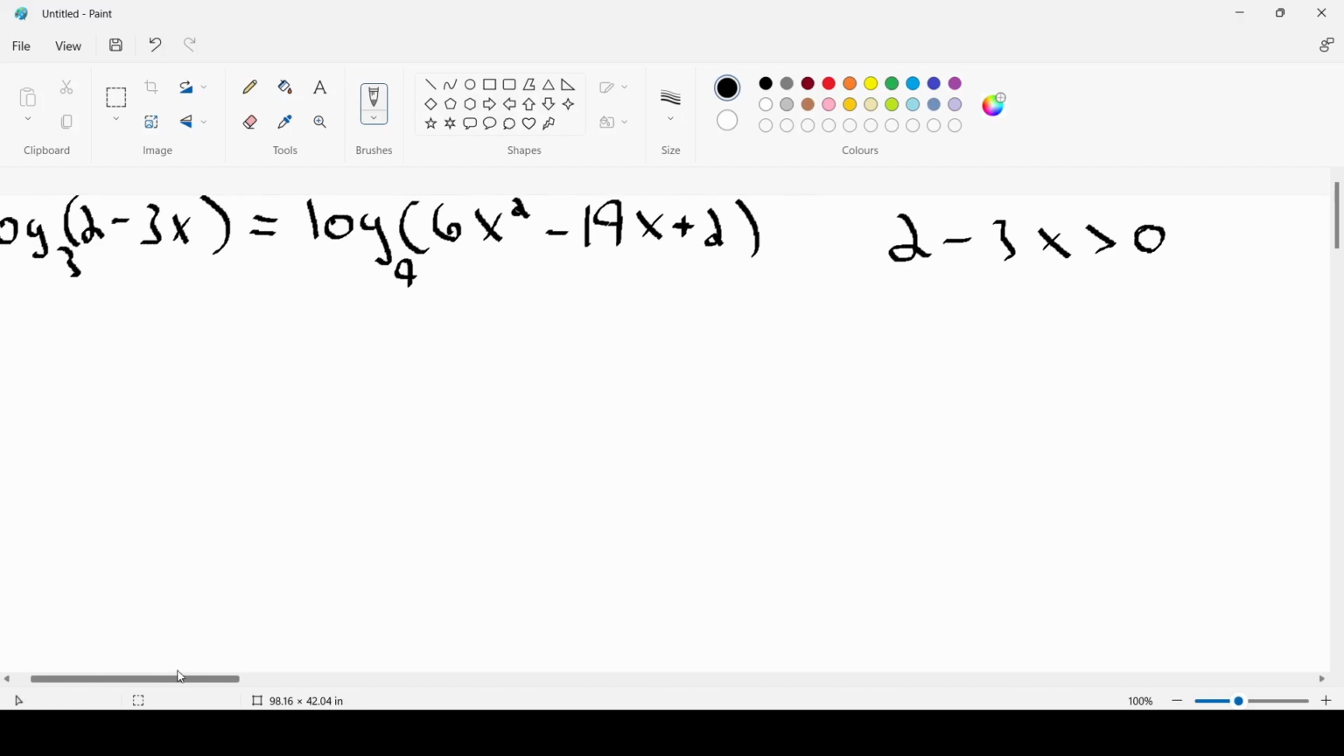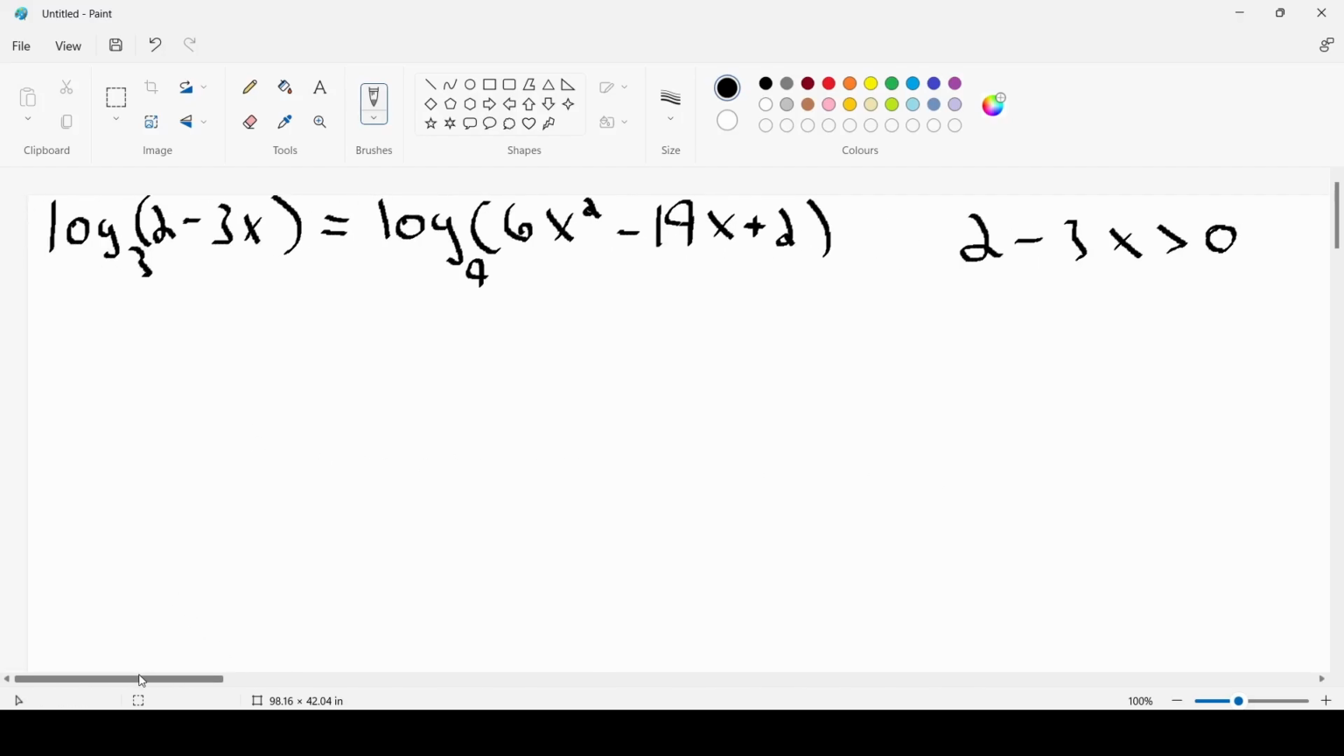Hello guys, this is for IB math students who are doing logs, but it also can be for Math 30 students. So, log base 3 of (2 minus 3x) equals log base 9 of (6x squared minus 19x plus 2). Now let's just get rid of this.